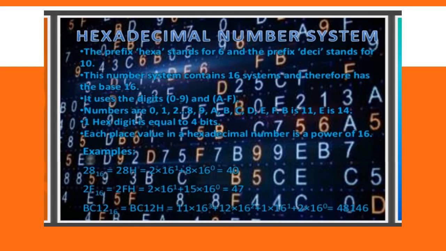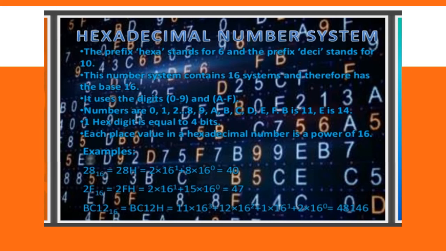Hexadecimal number system. The prefix hexa stands for 6 and the prefix deci stands for 10. This number system contains 16 symbols and therefore has the base 16. It uses digits 0 to 9 and A to F. B is 11, E is 14.